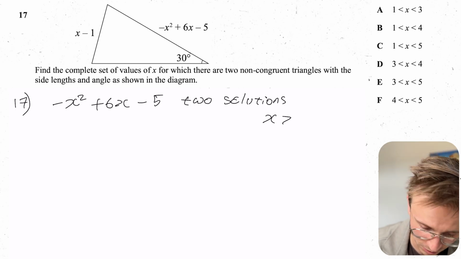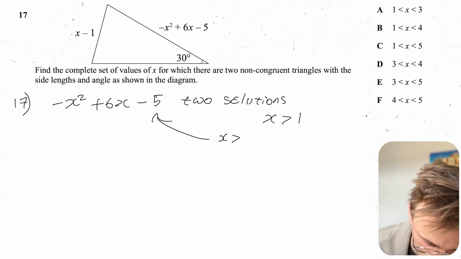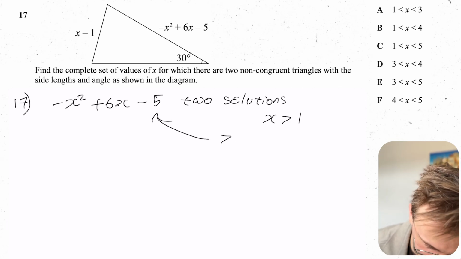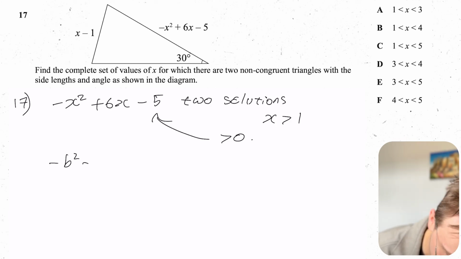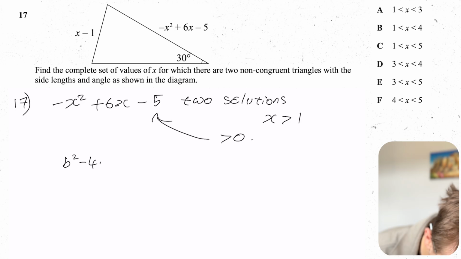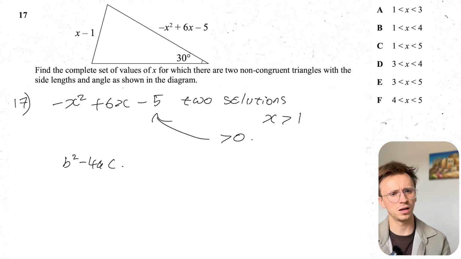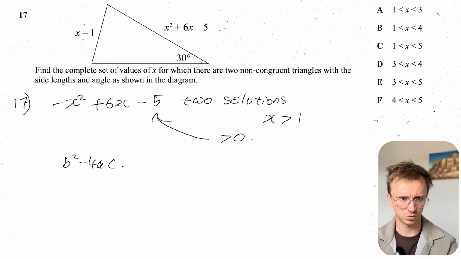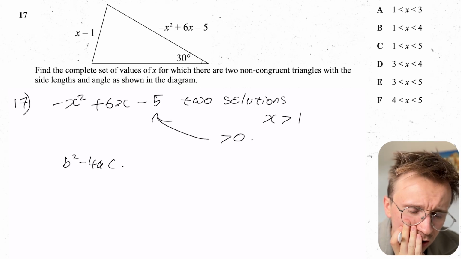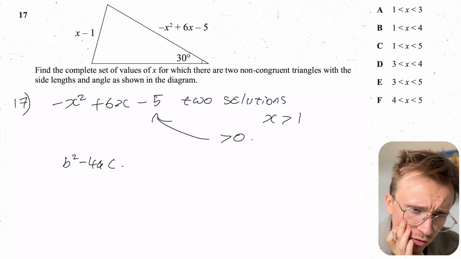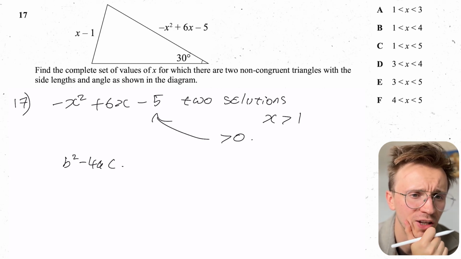And I must satisfy x must be greater than 1, and this must be greater than 0. Okay, so minus b squared minus, sorry, not minus b squared minus 4ac. Oh no, because it's not that simple. Oh yeah, no, I want two solutions. Right? Wait, I'm confused. So I'm working out when I have two solutions, but do I always have two solutions? No, sometimes I have one solution. But for what values of x are there?